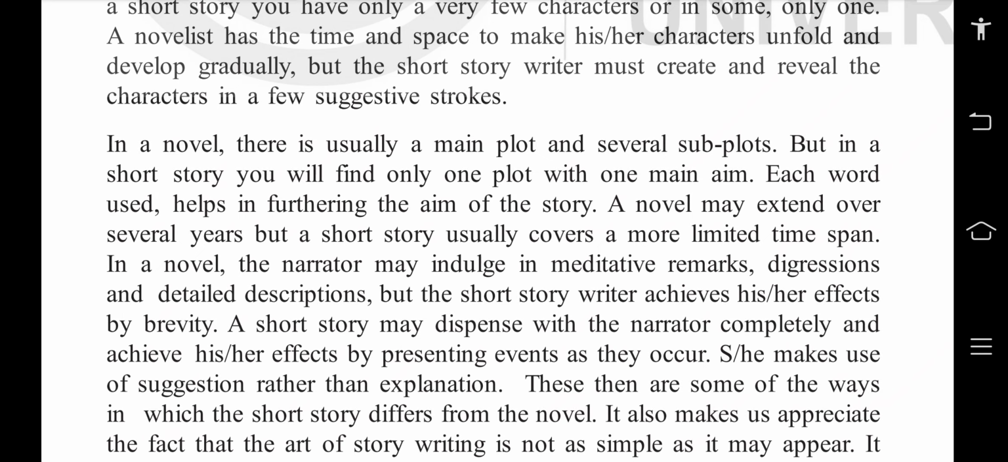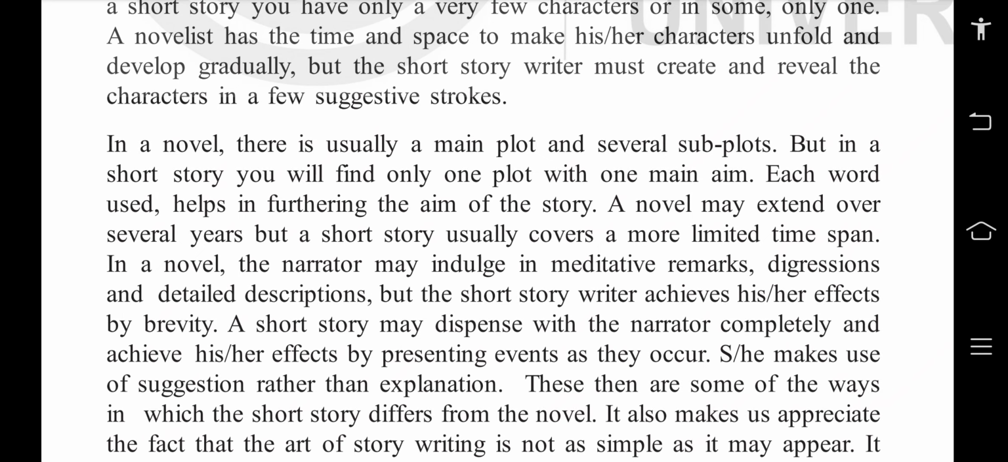In a novel, there is usually a main plot and several subplots. But in a short story, you will find only one plot with one main idea. Each word used helps in furthering the aim of the story.